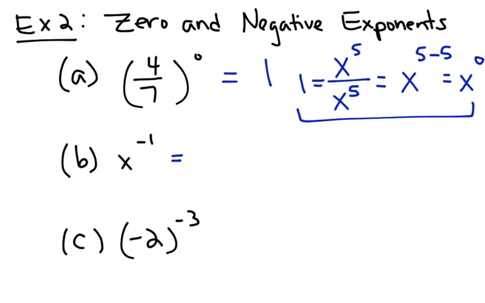Therefore, anything to the 0 power must be 1. X to the negative first, flip it, 1 over x to the first. We don't usually write the exponent of 1, so you would normally write this. However, if you wrote 1 as an exponent, I wouldn't mark it wrong.